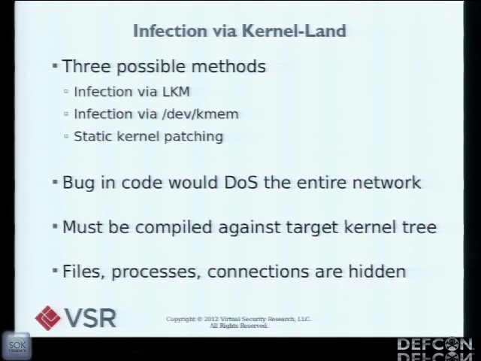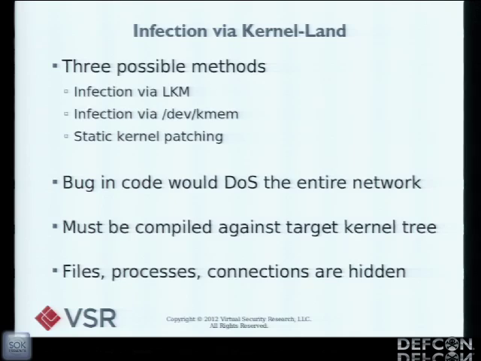So our next vector could be infecting it via kernel land. We have three possible methods through this: infection through a Linux kernel module, infection through KMem, where we're basically editing kernel memory on the fly, or we can do static kernel patching. The problem is that a bug in the code is not just going to kill our payload as userland would, but it's actually going to take down the router and take down the entire network. So if we do any kernel land modifications, we're going to have as little code as possible, put as much code as possible in userland if possible.